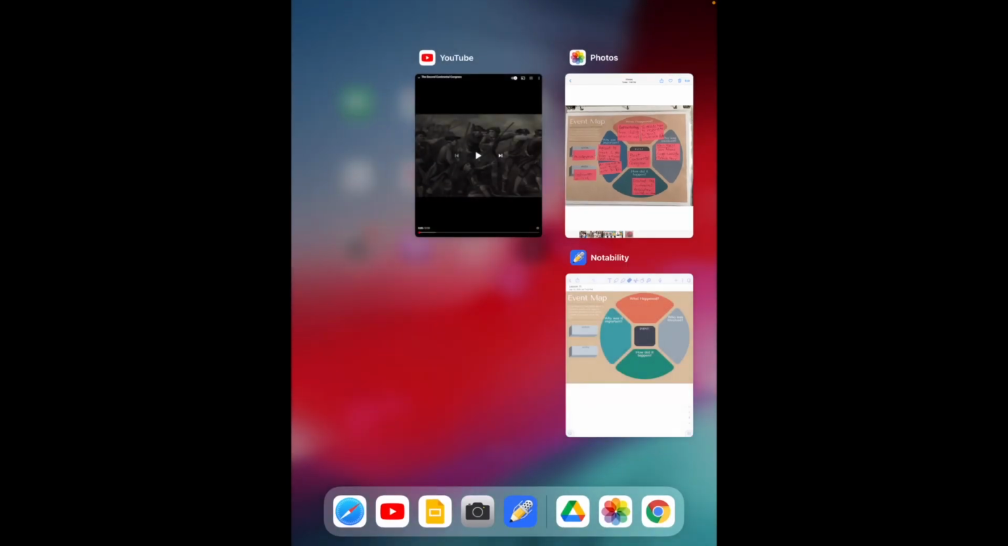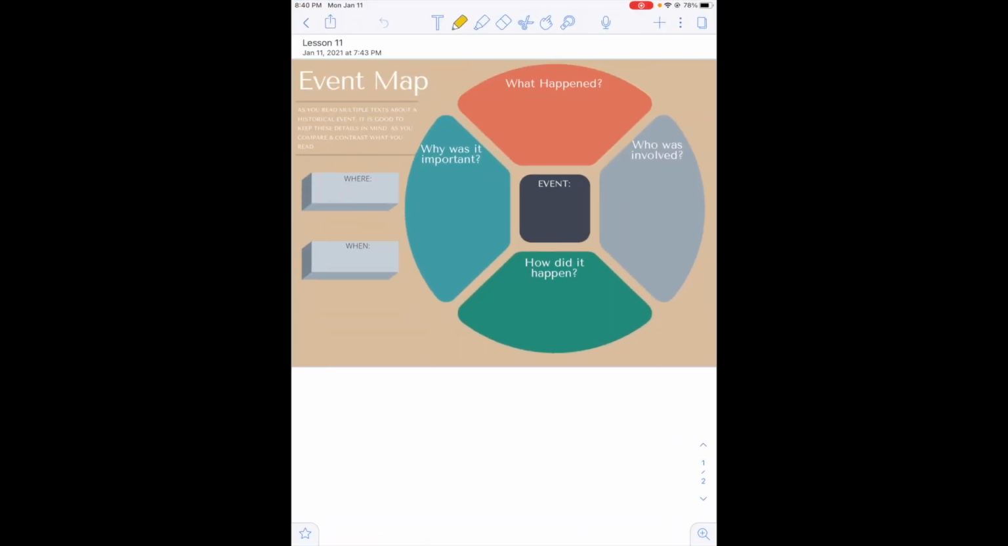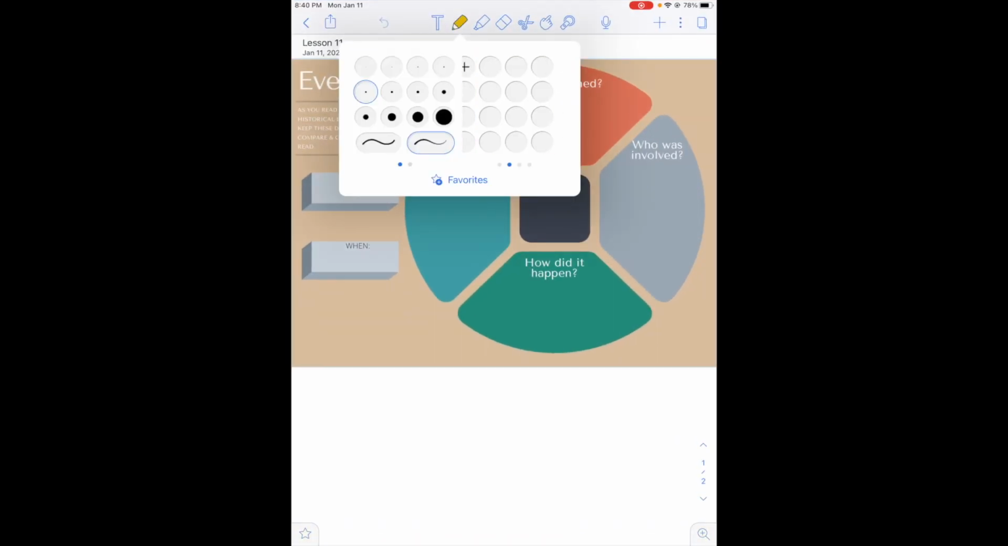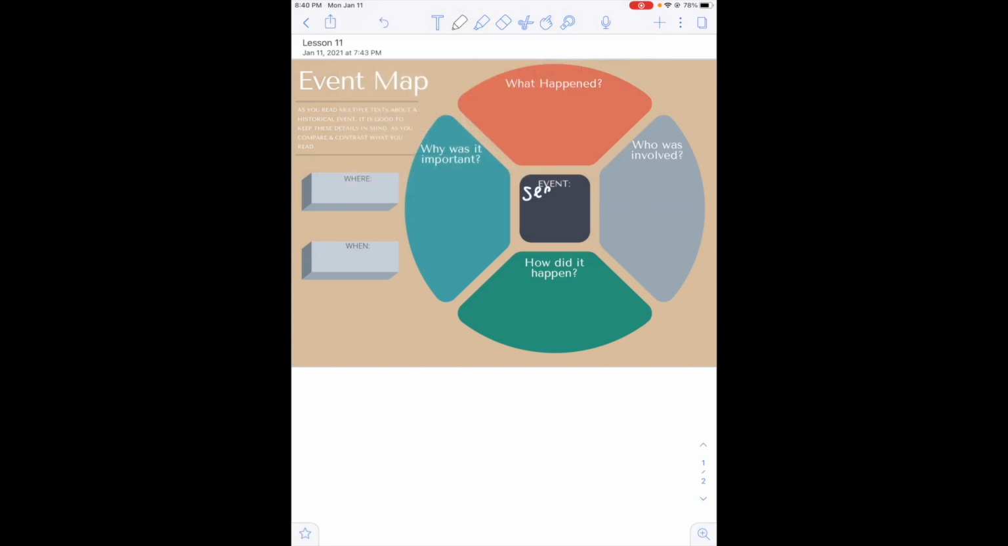So now it is that year later, and we're going to be looking at the Second Continental Congress. I have found a video that is in the format of a news broadcast describing the events. As we watch this together, I'm going to pause and toggle between that video and this map and jot down any information.